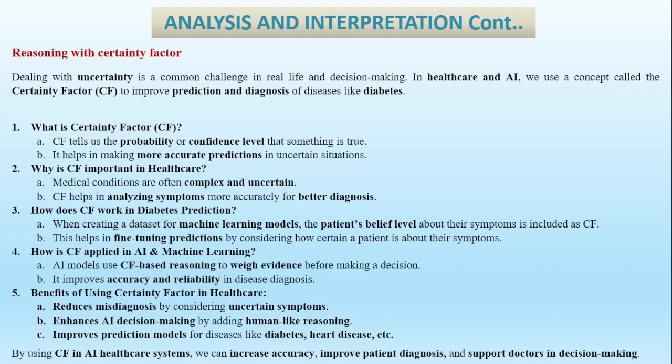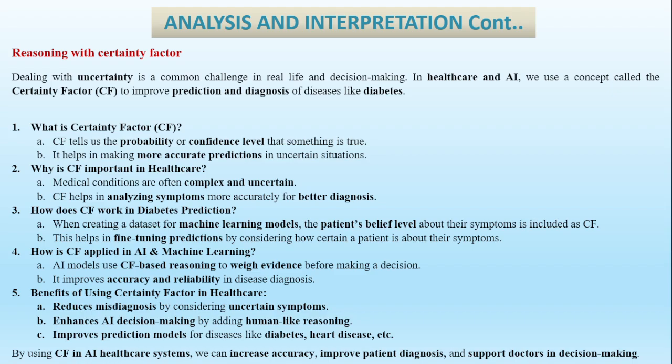Certainty factor tells us the probability or confidence level that something is true. It helps in making more accurate predictions in uncertain situations. Now, why is CF important in healthcare? Medical conditions are often complex and uncertain. So, CF helps in analyzing symptoms more accurately for better diagnosis. How does CF work in diabetes prediction?